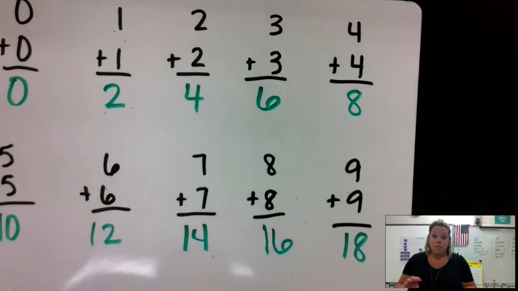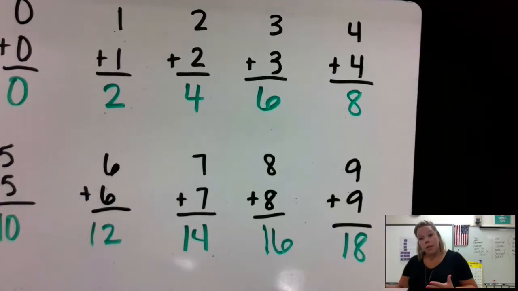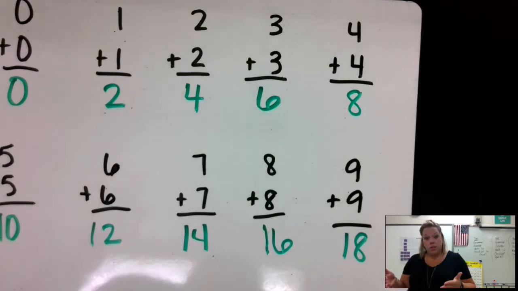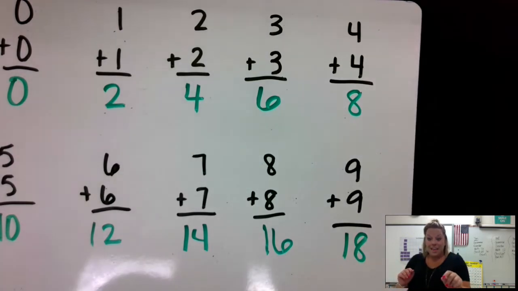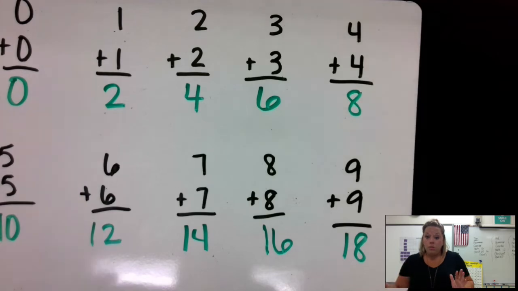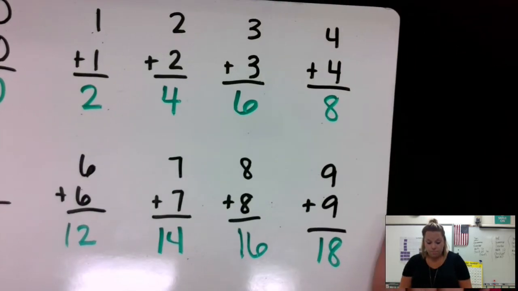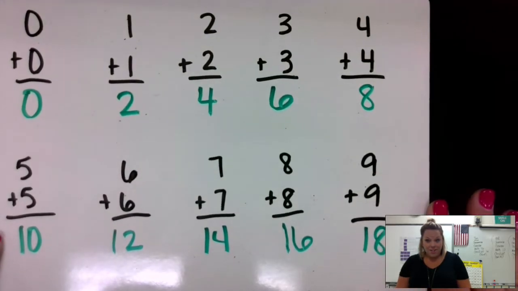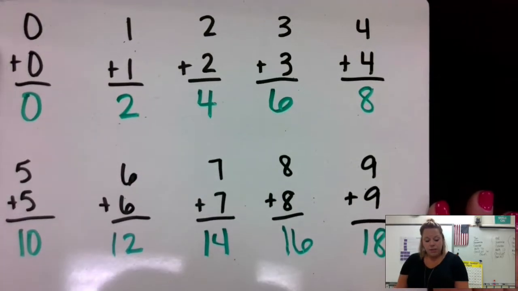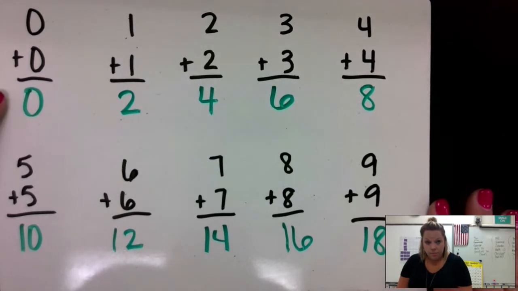Because after doubles, we're going to be doing another set of addition facts. So we want to make sure we're experts at these first, and then we'll move on to our next set of facts. Okay, so let's go through these one more time, and then we're going to move on to our guided practice. 0 plus 0 equals 0.